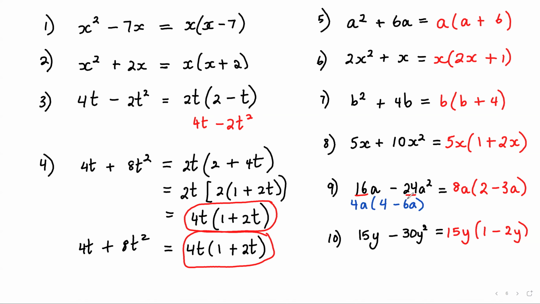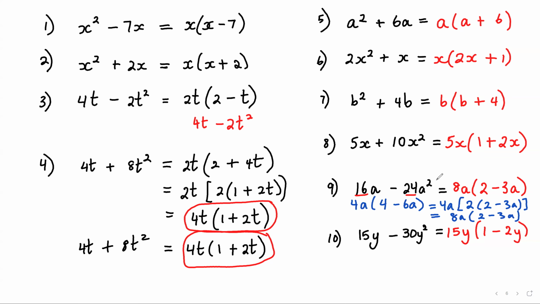But then 4 and 6a have a common factor. So you keep 4a on the outside and you factorize 4 minus 6a, which will end up being 2 by 2 minus 3a. And then you remove your square brackets by multiplying 4a throughout. So it'll be 4a times 2, which will be 8a by 2 minus 3a, which is the correct answer, but which obviously is more work than just using 8a to begin with. Okay.